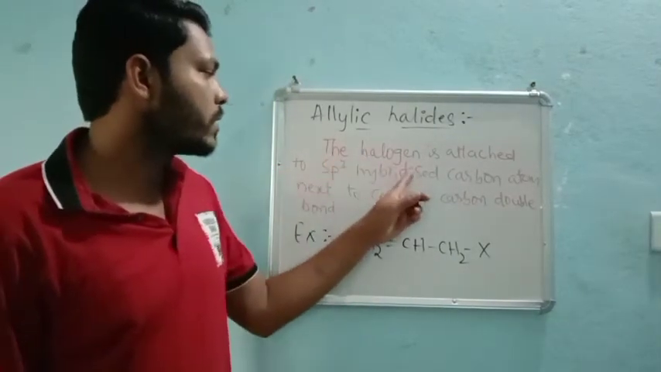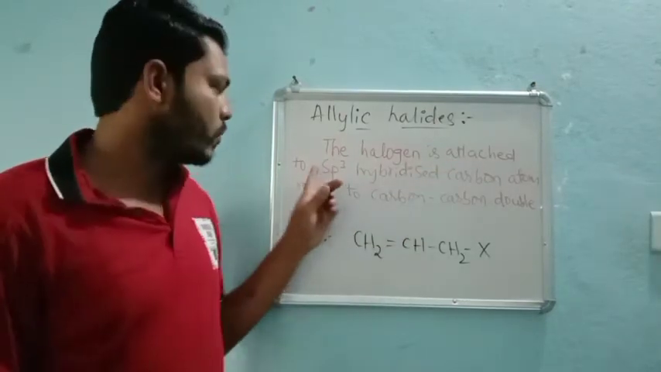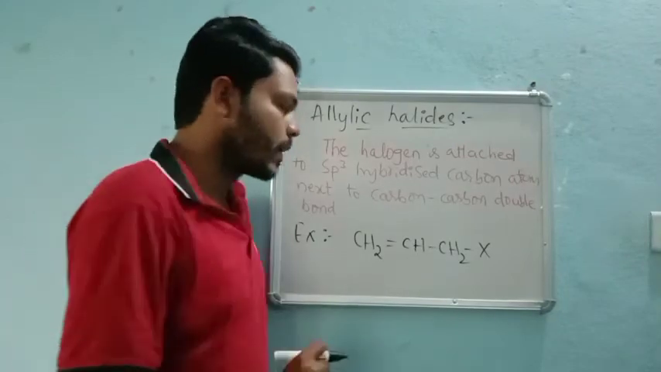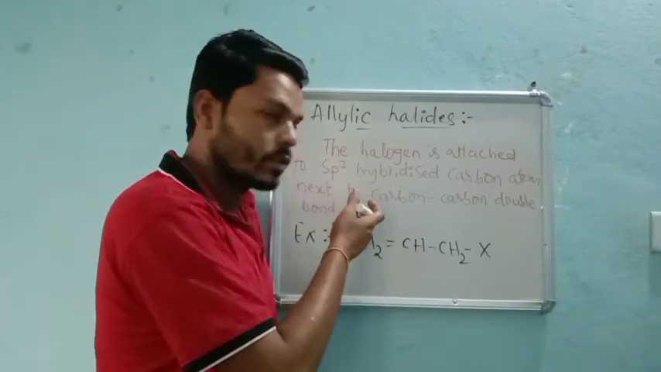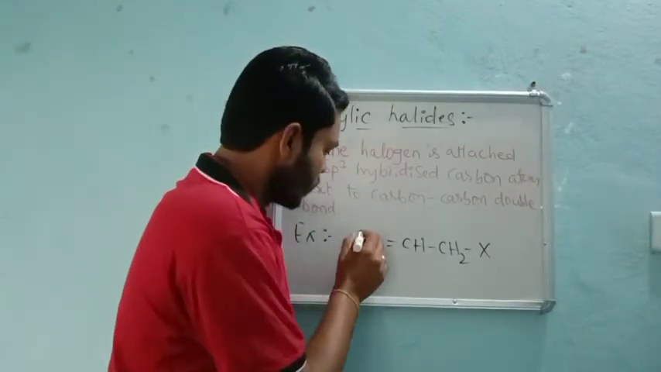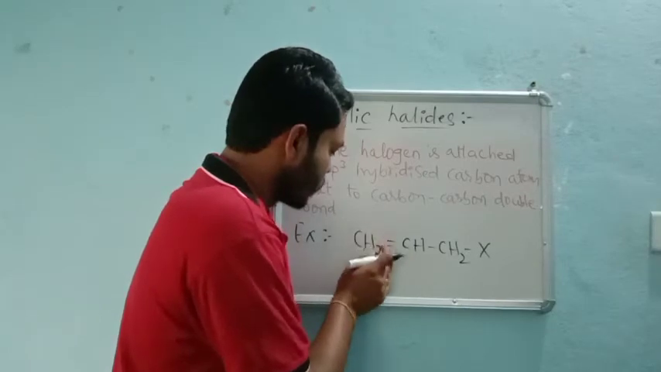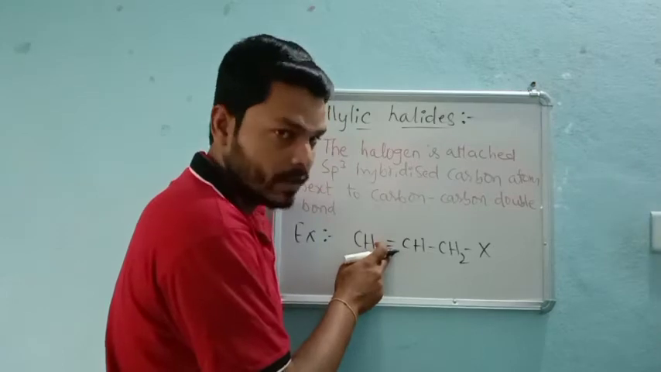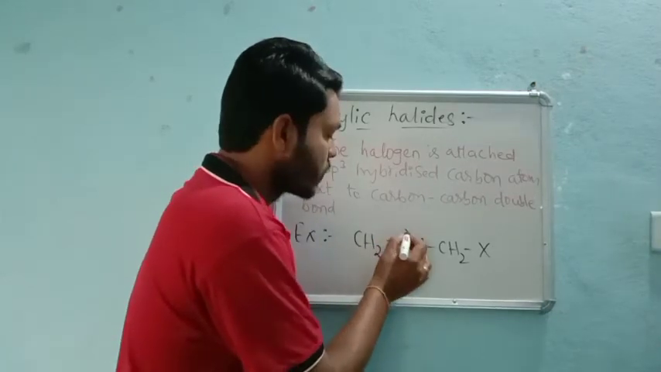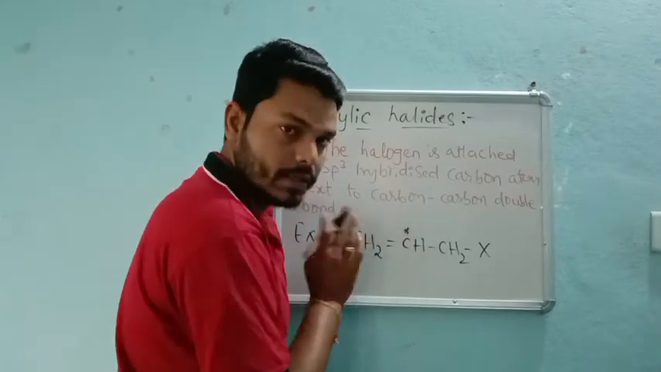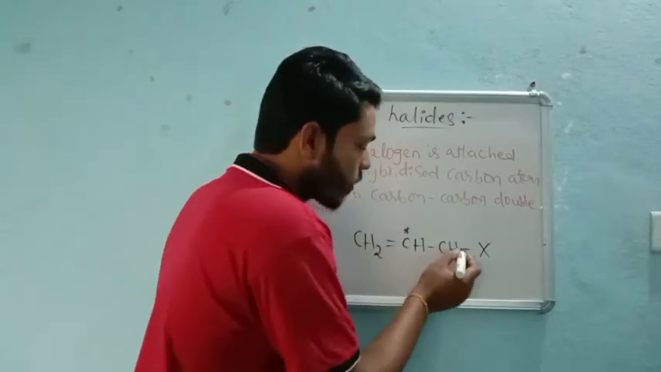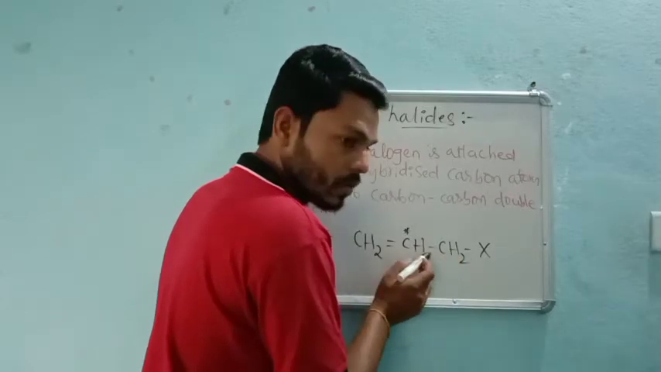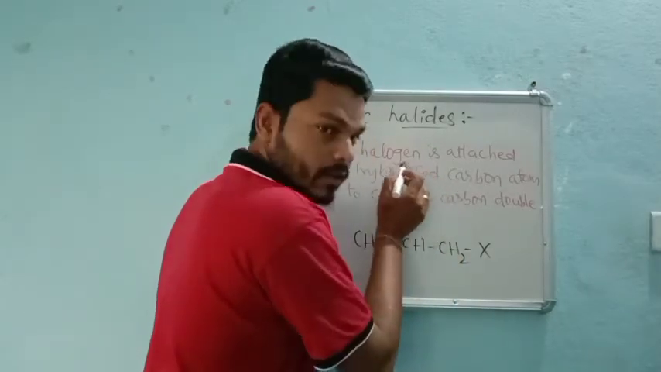The halogen is attached to an sp3 hybridized carbon. See here, the same condition I have shown just now. If I see this carbon, then definitely it has a double bond and it is sp2. And what about this carbon? This also has the same condition. And now what about this? All around this carbon atom, see, single bond only. So single bond only.